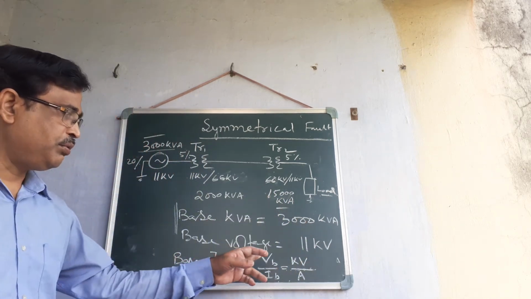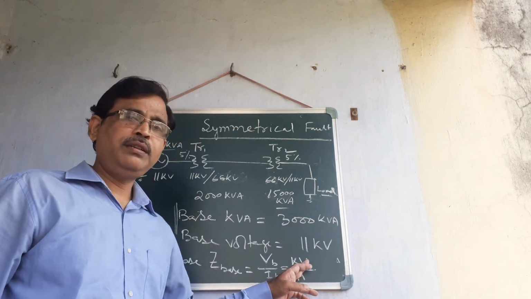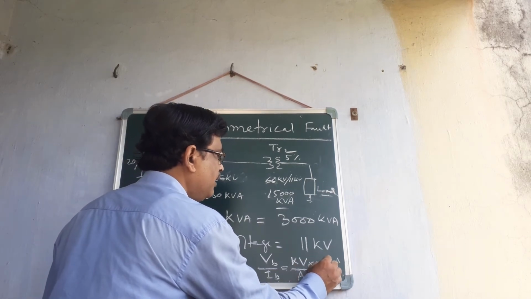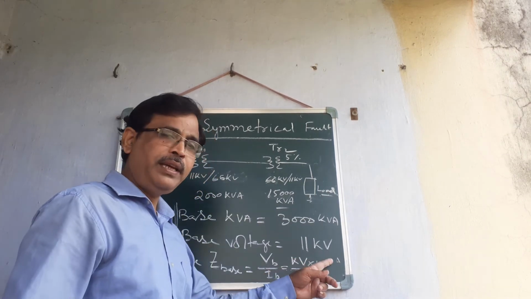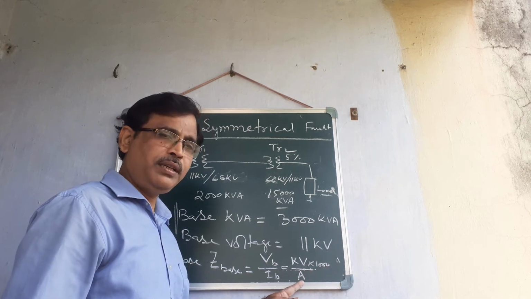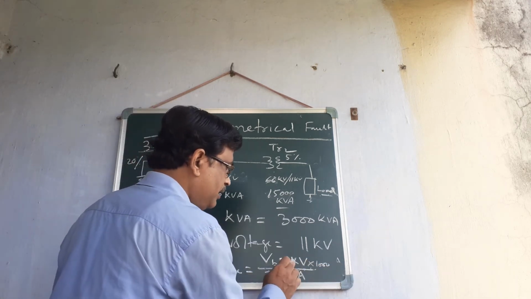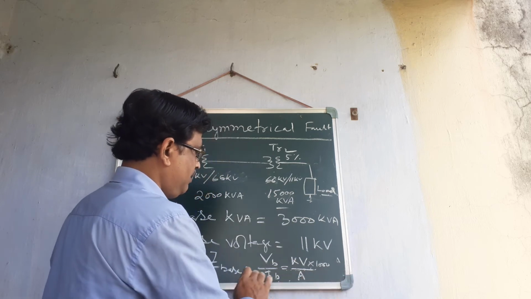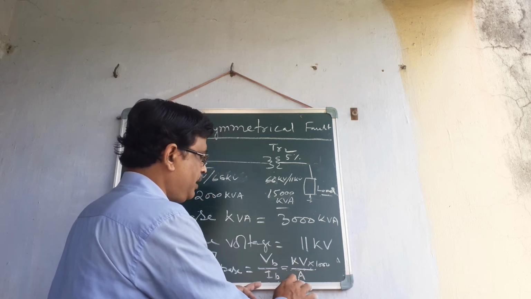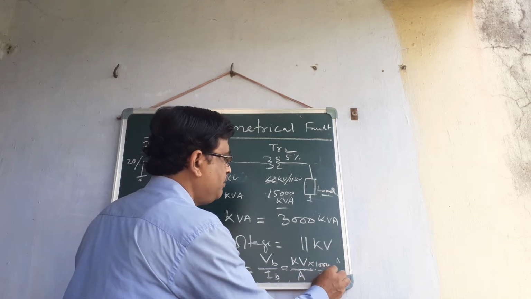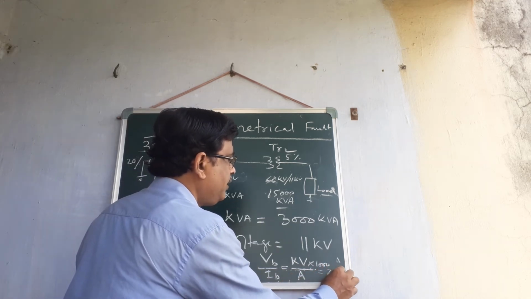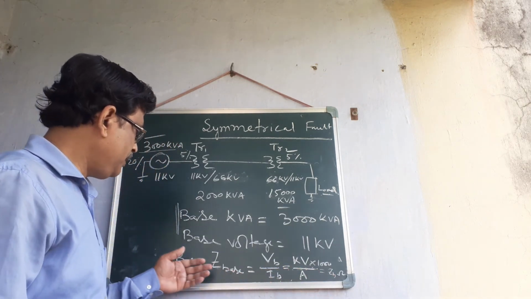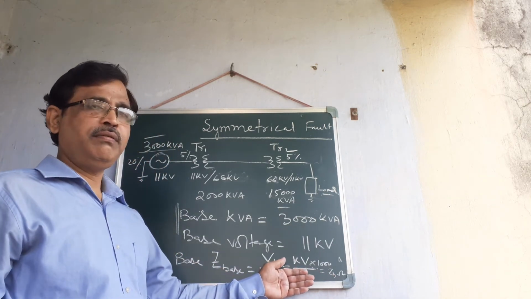So what you have to do is convert it into volts. That means base kV into 1000, then it will be converted in volts, divided by base ampere, and it will give you Z base in ohm. Okay, is it clear? That means base impedance you can find out.